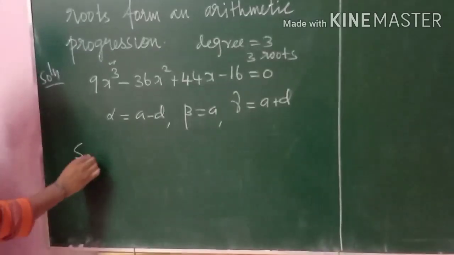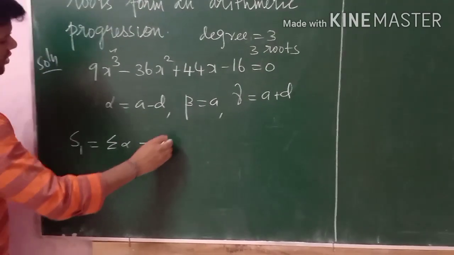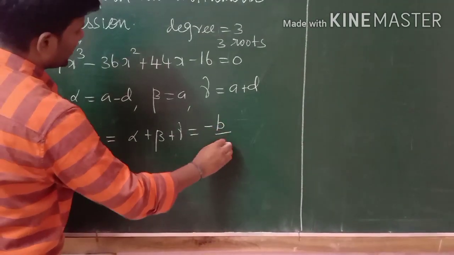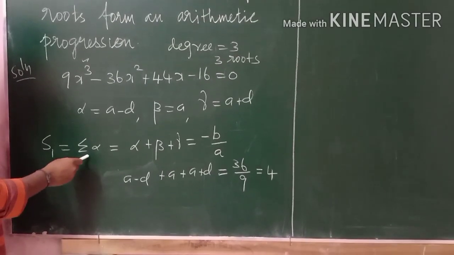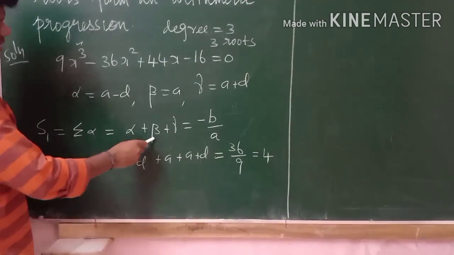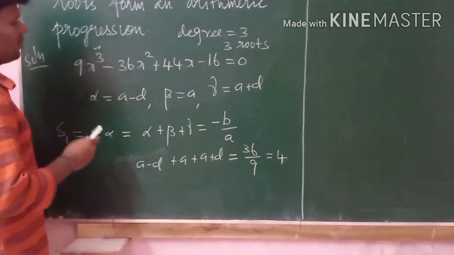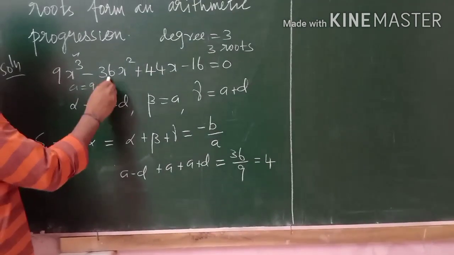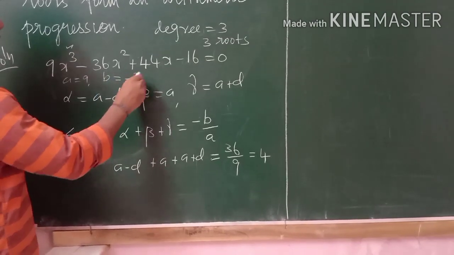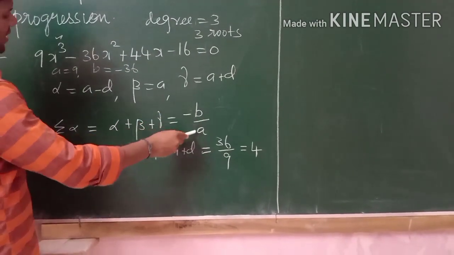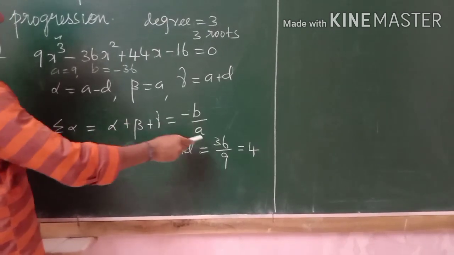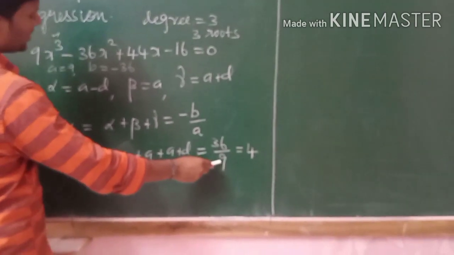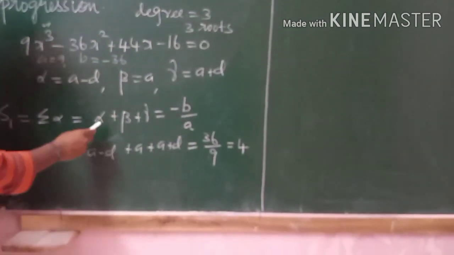So what is S1? Summation alpha. Alpha plus beta plus gamma is equal to minus b by a. So what is a? Coefficient of x cube. So a is equal to 9. What is b? Coefficient of x square. So b is equal to minus 36. Here minus b by a, so b's value is minus 36. So minus of minus 36, plus 36 by a, which is 9. 1 9 is 9, 4 9s are 36.